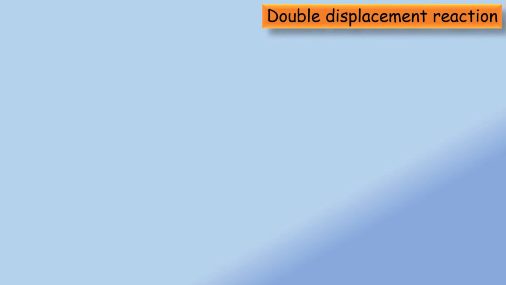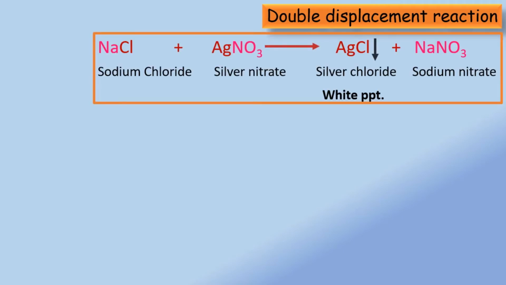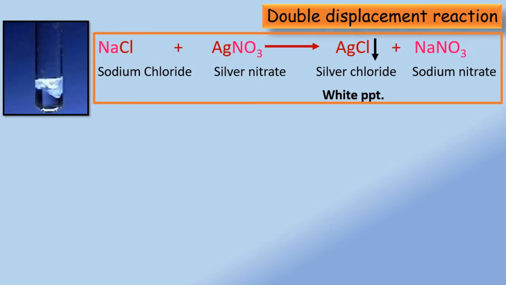Let us learn double displacement reaction. Here, as you can see, sodium chloride reacts with silver nitrate and a white precipitate of silver chloride gets formed. Now look at the chemical equation of this reaction.